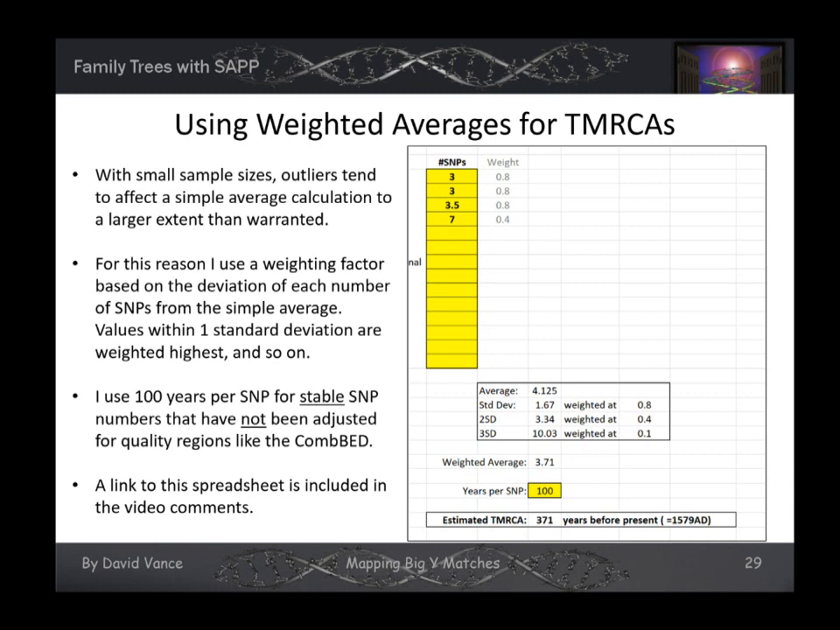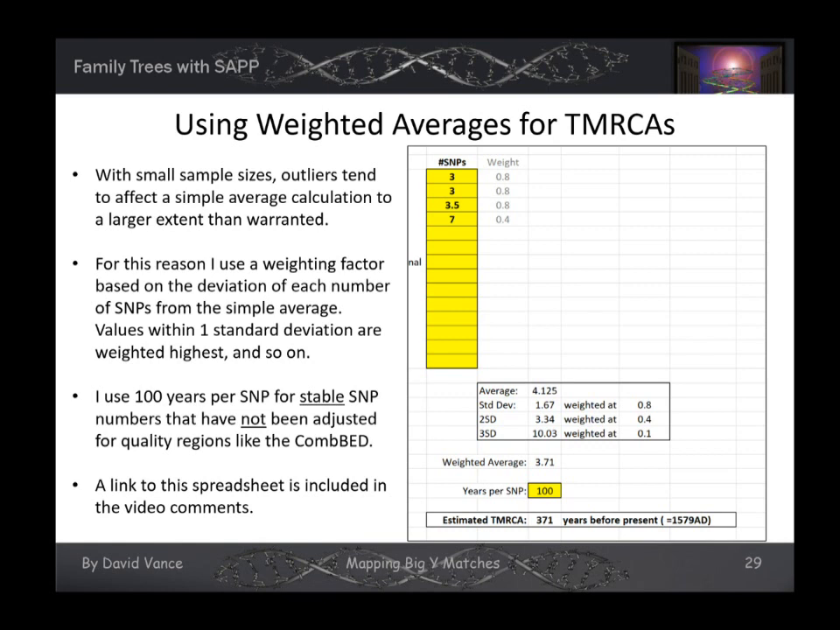So you can use that if you want to. You don't need to. If you want to use this approach, I've actually included this spreadsheet itself in the video comments as well. You can simply put your SNPs in here, and it will automatically calculate the standard deviations, and you can use these weightings, and it will automatically calculate the years before present. You can even adjust the years per SNP if you want to, and it'll factor that in. So it's a nice little way of doing a calculation if you want to use that.